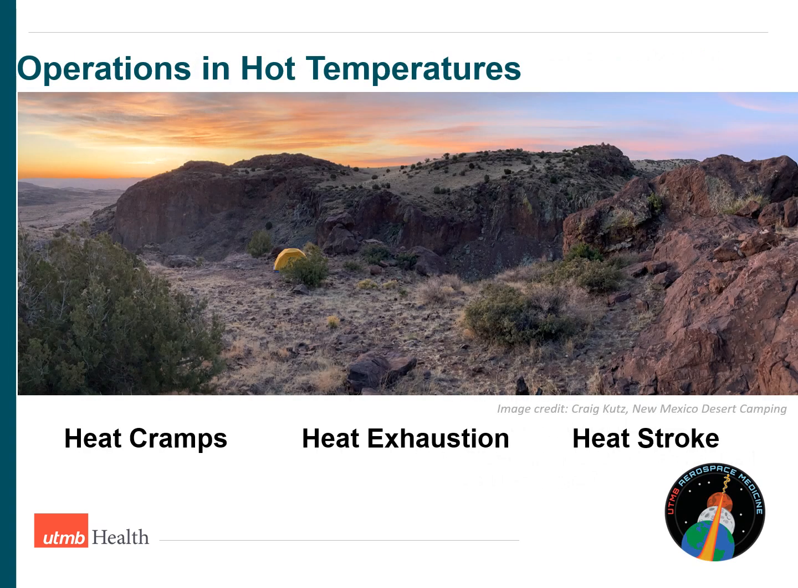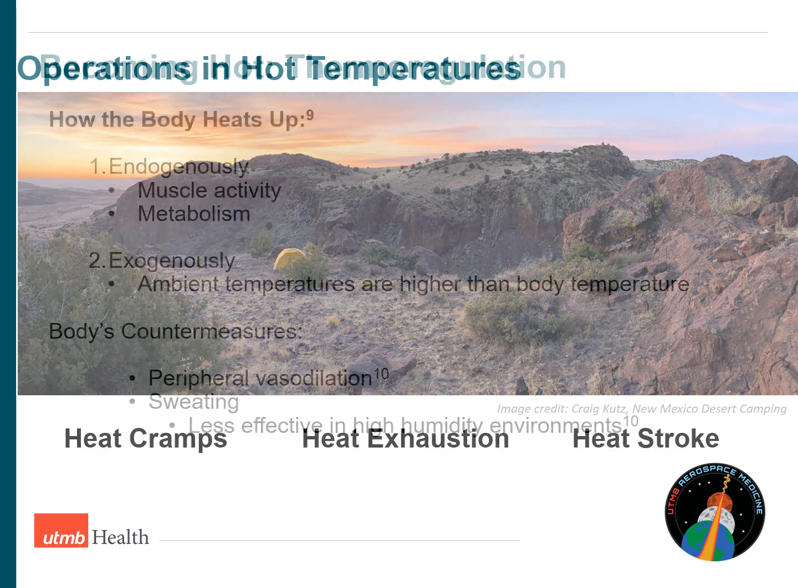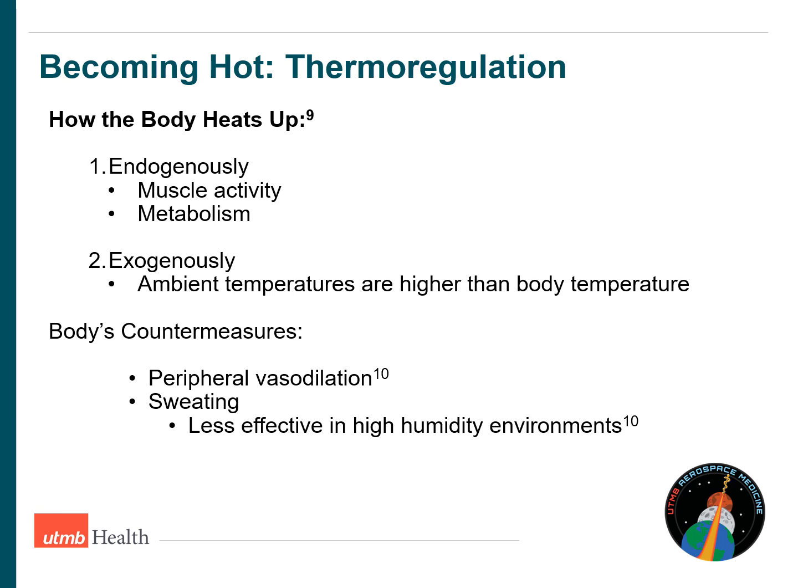Now we are going to discuss heat illness with regards to heat cramps, heat exhaustion, and heat stroke. This is a photo from the New Mexico wilderness during a search and rescue operations training. First, let's consider thermoregulation of the body. Temperature increases in two ways: endogenously through increased muscle activity and metabolism, resulting in heat as a byproduct, and exogenously from ambient temperatures that are higher than body temperature. The body employs countermeasures in an attempt to keep itself cool, such as peripheral vasodilation and sweating, but these countermeasures have limits.